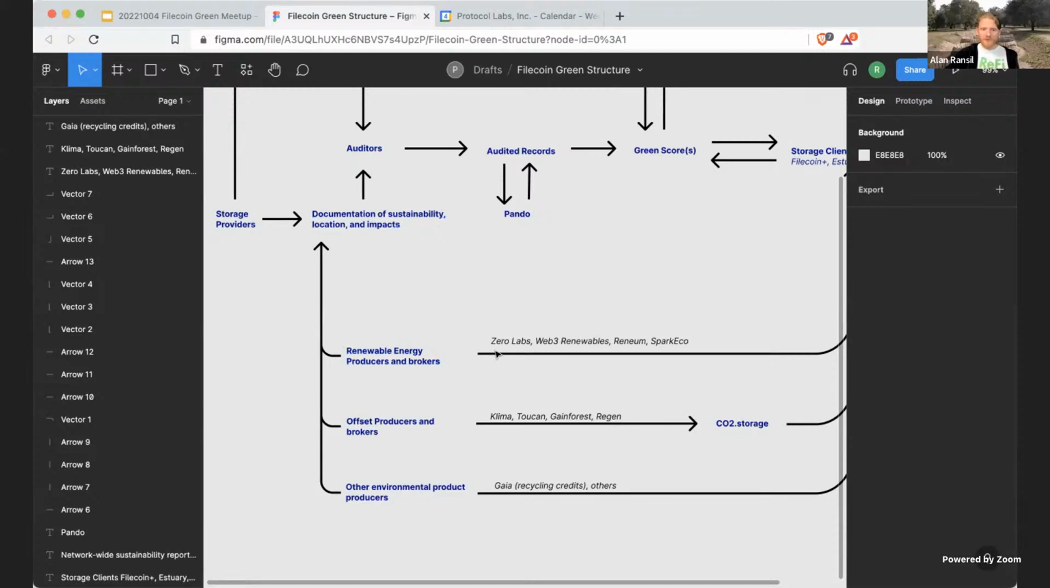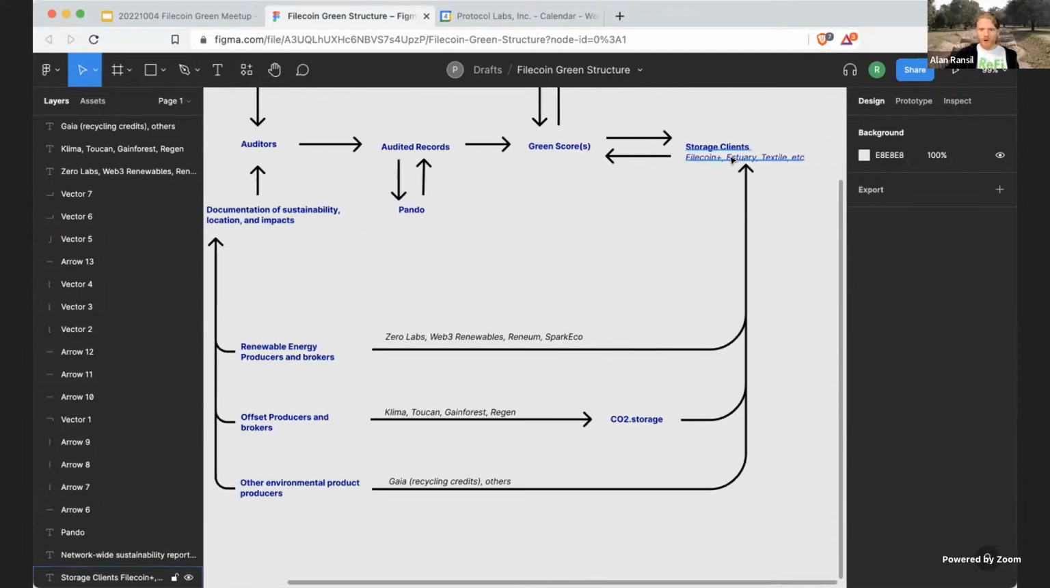And those projects can also store on Filecoin. And so we're building portals like Co2.Storage in order to make this as easy as possible. We've talked a little bit about Co2.Storage. There's going to be a lot more news on that coming up soon.